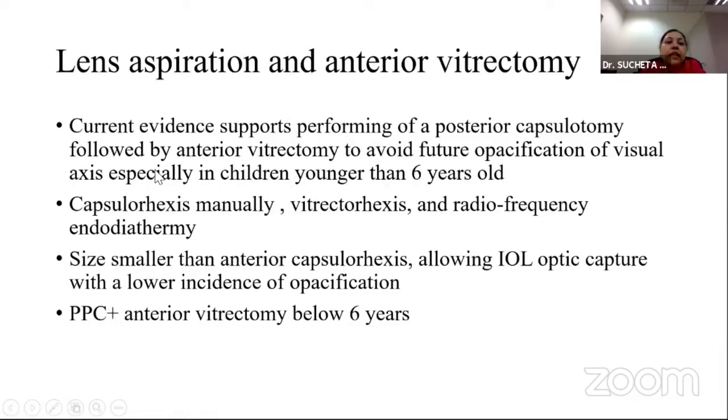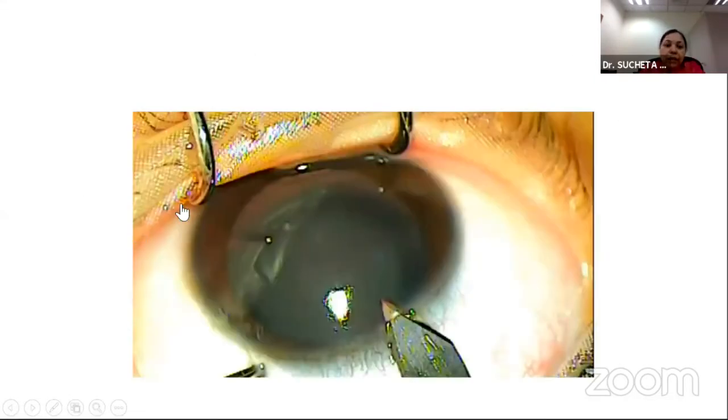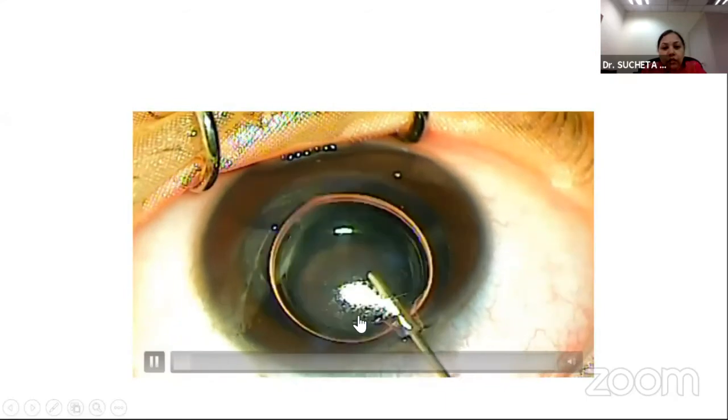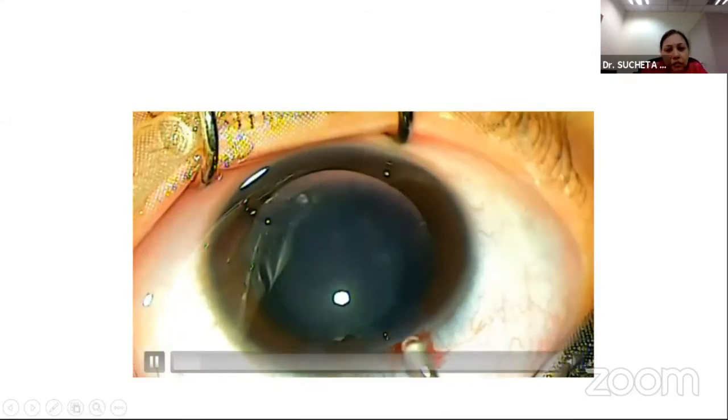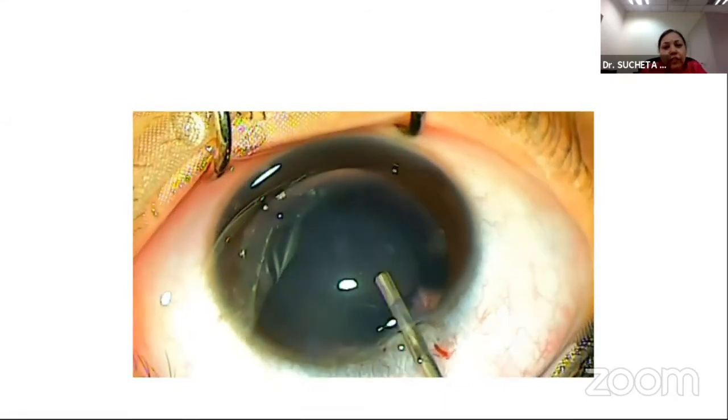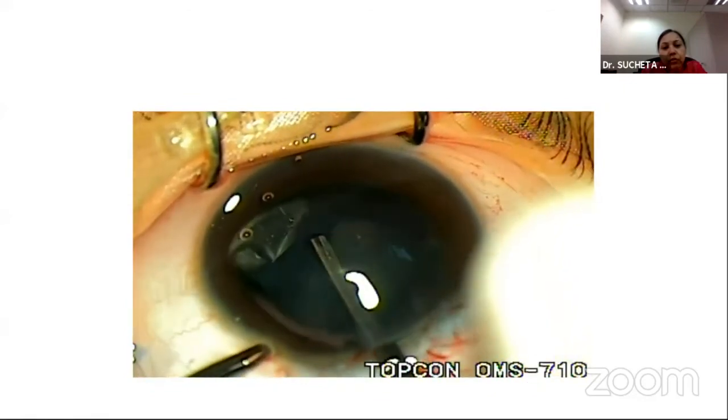Now, the capsulorhexis in PCCC can be done either manually or with the help of a vitreorhexis in those cases. But the size should be smaller than the anterior capsulorhexis, so that the intraocular lens will have lower opacification. This is my video. I'm going about doing a fill up with the high viscoelastic and heal on GV in most of the cases.